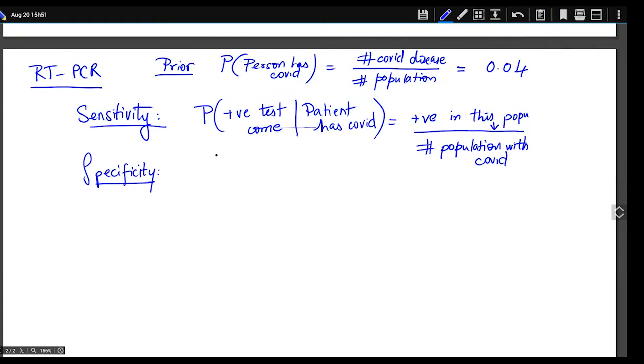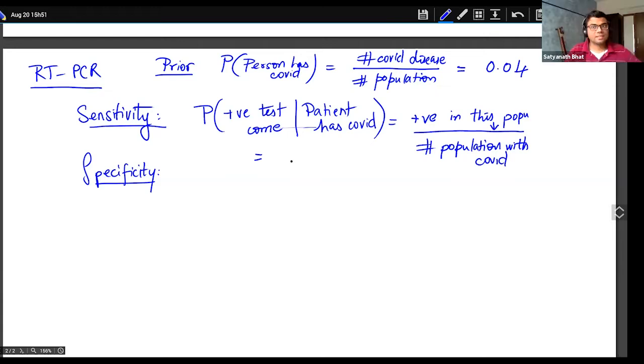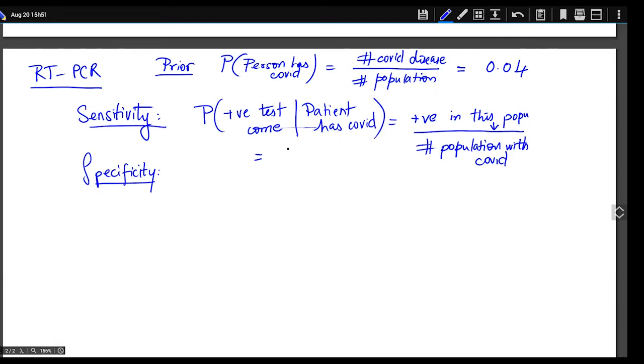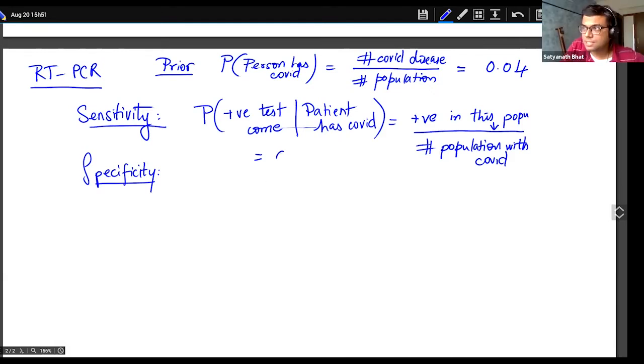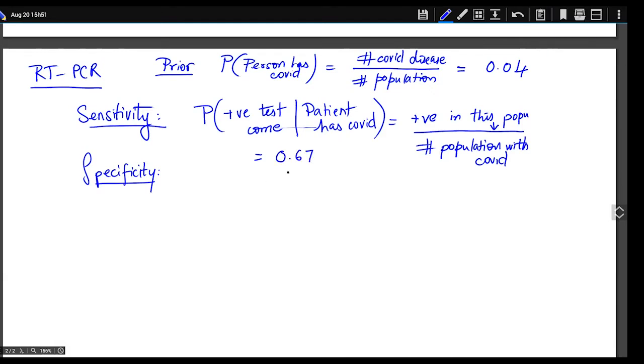Okay, I'm assuming it's clear. So this means that there is a chance that somebody in the population may turn out to be negative in your test, right? There is somebody who actually has COVID, but still it will show negative. So this number, last I checked, is 0.67 for RT-PCR.